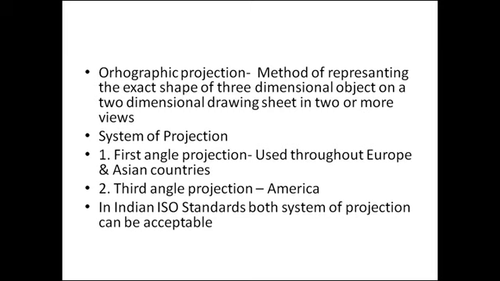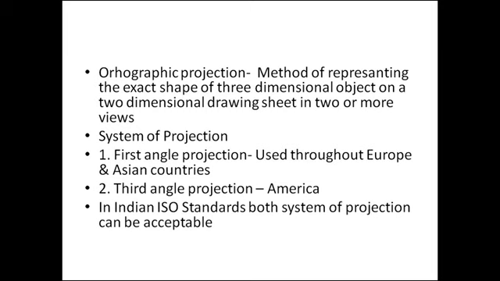Okay, then we are going to see what is meant by orthographic projection. It is the method of representing the exact shape of a three-dimensional object on a two-dimensional drawing sheet in two or more views. It is called orthographic projection. It means that whatever front view, top view, and side view we are drawing on a sheet, we can call that illustration orthographic projection.